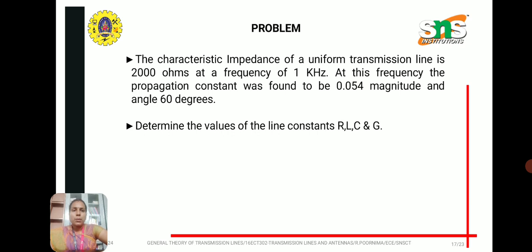So let's see an example problem. The characteristic impedance of a uniform transmission line is 2000 ohms at a frequency of 1 kHz. At this frequency, the propagation constant was found to be 0.054 magnitude and angle 60 degrees. So determine the values of line constants R, L, C and G.